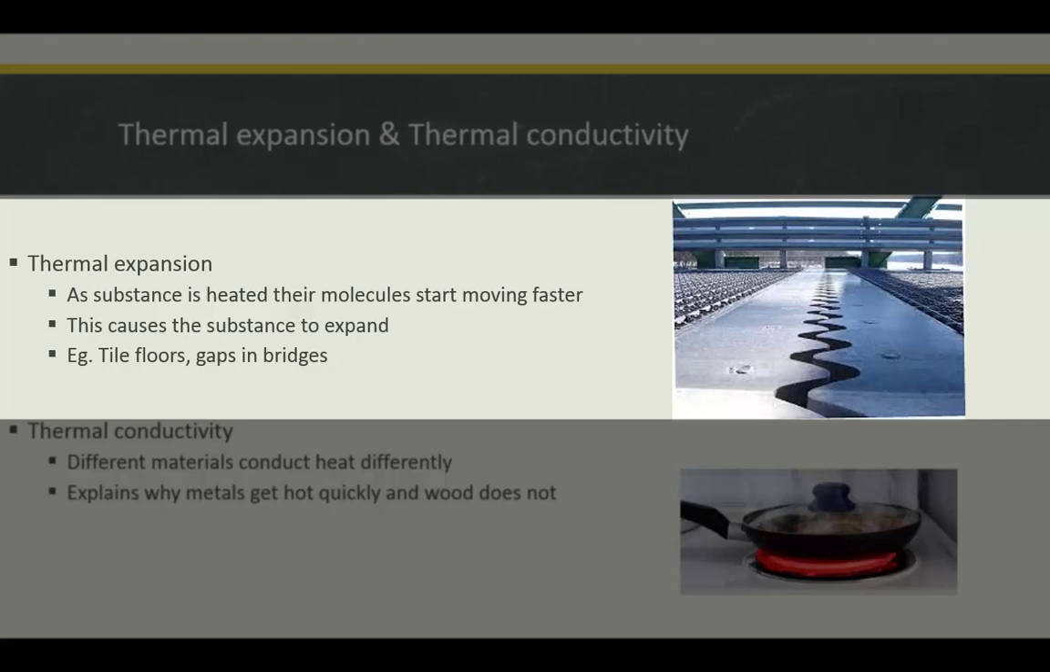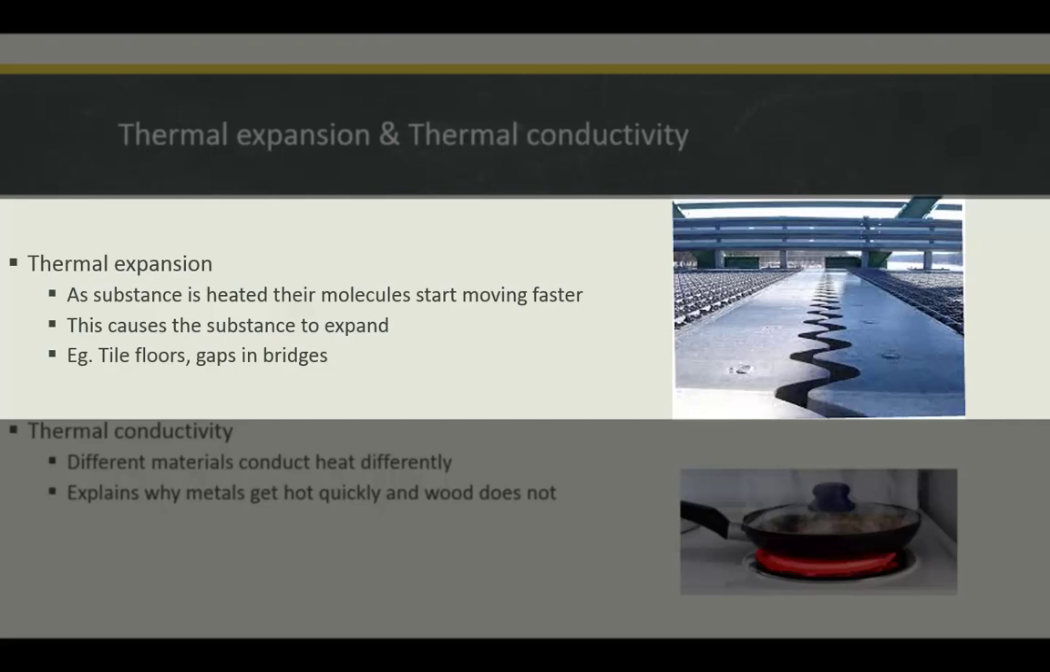Now, please, this does not mean that you're going to go from a one-bedroom to a two-bedroom house, okay? The expansion that we're talking about is very, very small, and we don't really even see it with our naked eye.